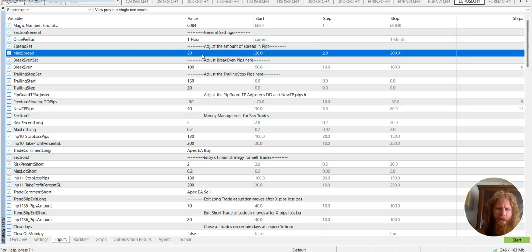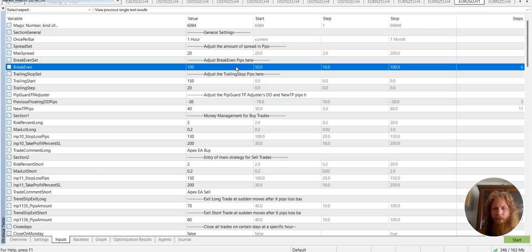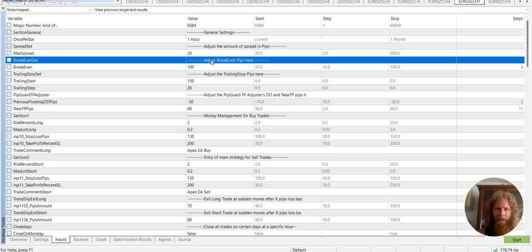The next parameter is the max spread parameter. Of course, you can give a pip amount: how much is the maximum spread in pips you want to open trades with. The EA is not really spread sensitive, but I recommend using a spread filter because it can help to reduce risks. And of course, as I said, I implemented break even based on pips.